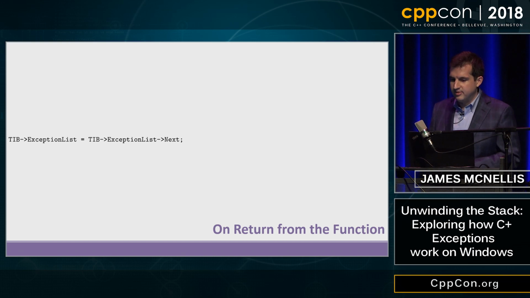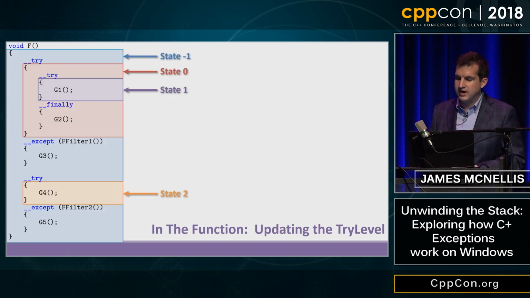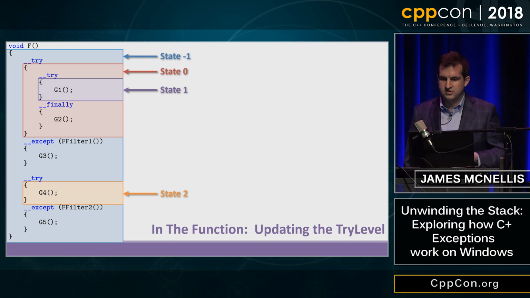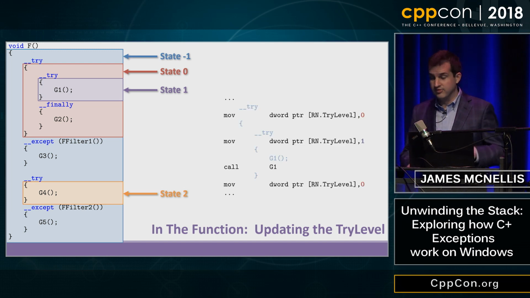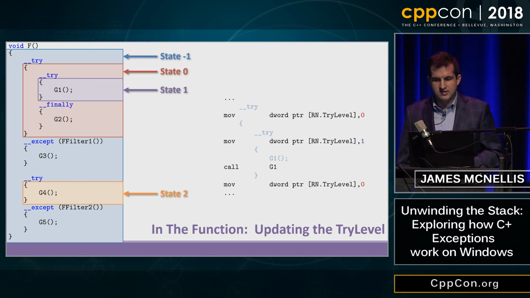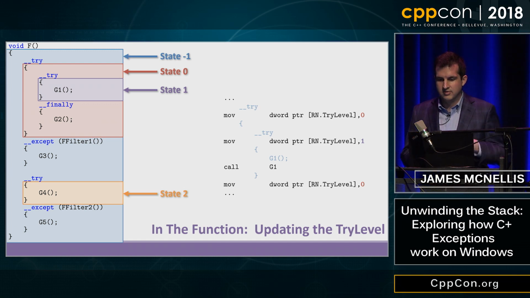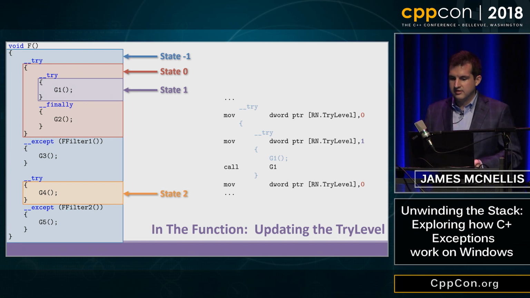Then before any return from the function, the compiler will have to unregister the handler by popping it from the list, just like we did in our manual code. Then inside of the function, the compiler needs to add logic to update the try level as we transition from one state to the next. So here, for example, I just copied this from the debugger in Visual Studio. We can see the code that the compiler generated. When we enter the first try, it updates the try level to 0. When we enter the second try, it updates the try level to 1. And then when it exits that second try and re-enters the first try, it updates the try level back to 0. So that's all the code that the compiler has to generate for each function.